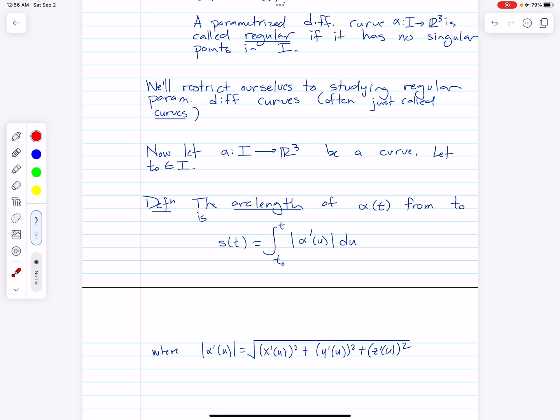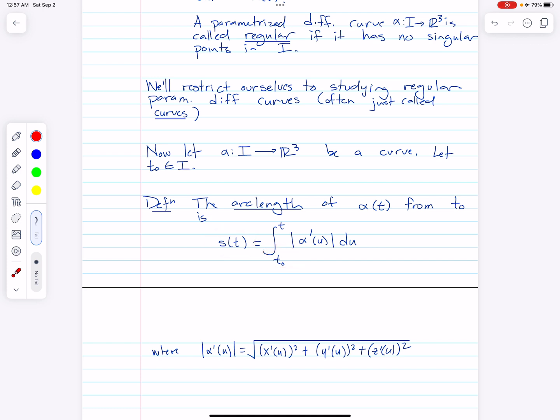Okay. Now the choice of t naught only changes, we call this the arc length function, I guess we've defined that there. But really, by changing t naught, all we're doing is changing this function by some shift. And so oftentimes we really care about the derivative of this, and so we don't really have to focus on what that t naught is there.